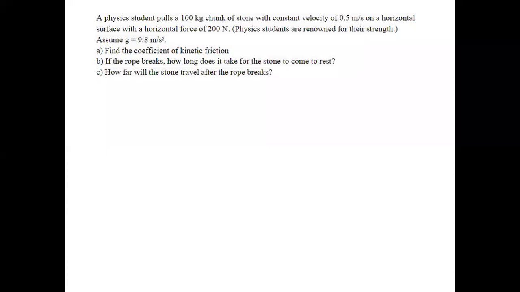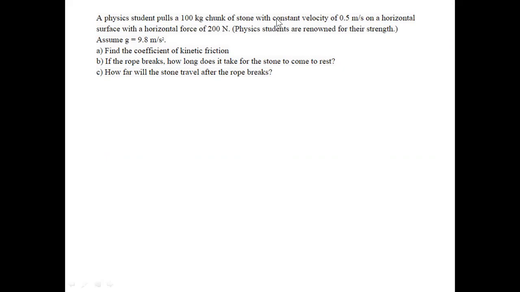This is a sample problem of friction and kinematics. Now, this is the problem. A physics student pulls a 100-kilogram chunk of stone with a constant velocity of 0.5 meters per second on a horizontal surface with a horizontal force of 200 newtons. Now, we're going to assume gravity is equal to 9.8 meters per second squared.